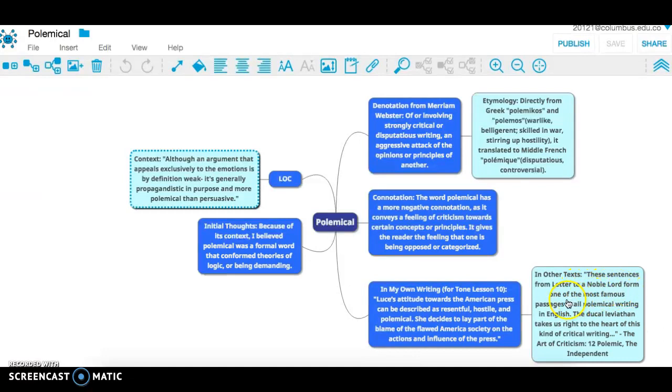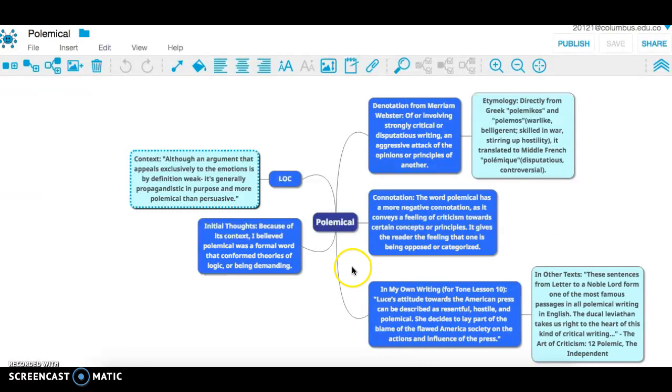So the other text that I researched was from The Independent, and it says, from Letter to a Noble Lord, from one of the most famous passages in all polemical writing in English. So this allowed me to understand that polemical is more of criticism that is very disputatious and is aggressive towards the opinions of other people. It is a word used to criticize other texts as well.